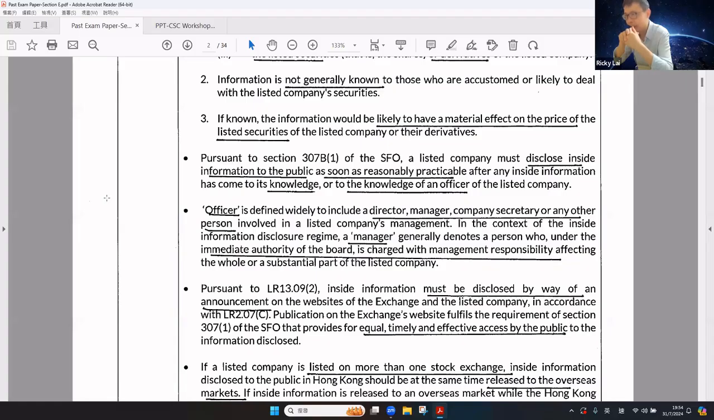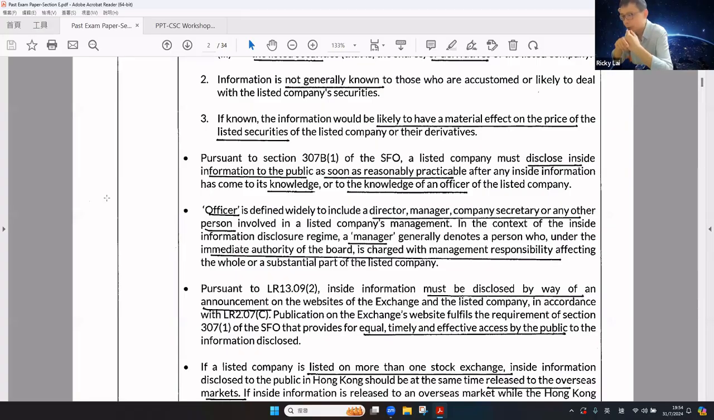Officer includes a director, manager, company secretary, or any other person in the senior management. In inside information disclosure, manager denotes a person who, under the immediate authority of the board, is charged with the management responsibility affecting the whole or a substantial part of the listed company.